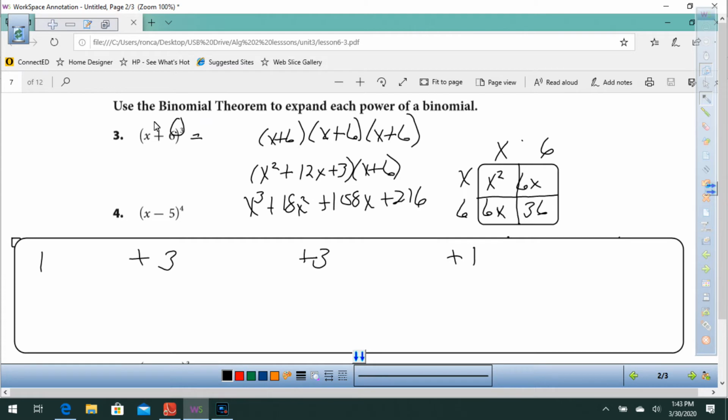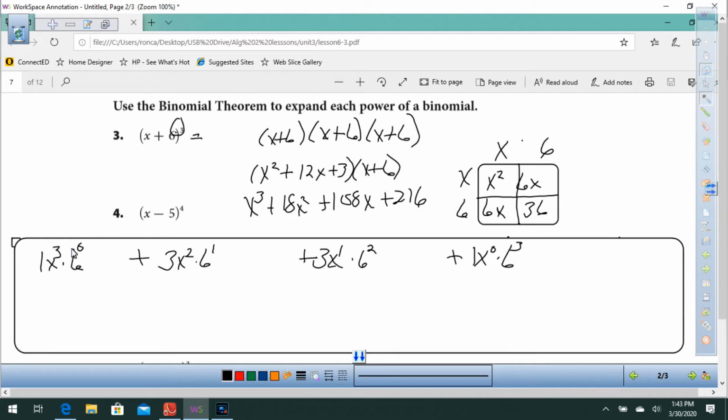All right. Now we have x. So we got x. Let's put an x in front of each. Now let's figure out the exponent. This starts off with a 3. So we got 3, we got 2, we got 1, and we got 0. And then we have 6. So we have times 6, times 6, times 6, times 6. Well, if this is 3, then that's 0. If this is 2, then that's 1. If that's 1, then that's 2. And if that's 0, that's 3.